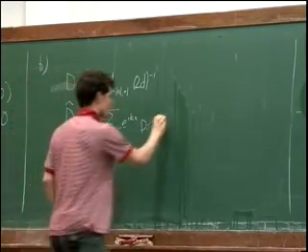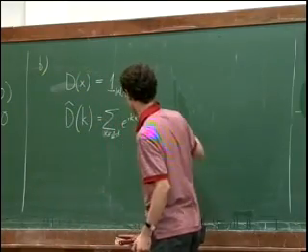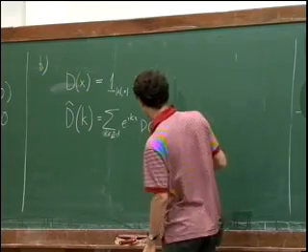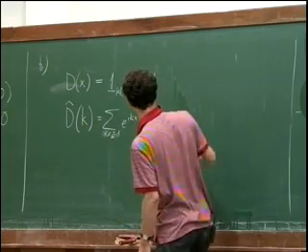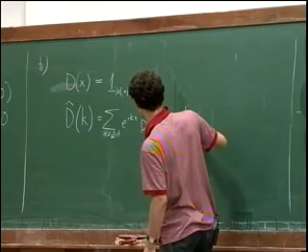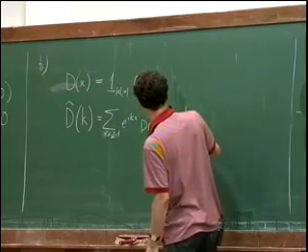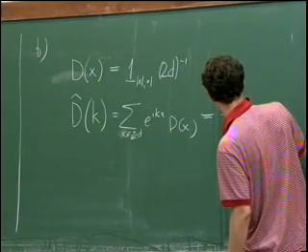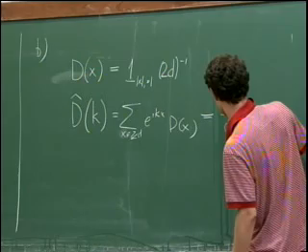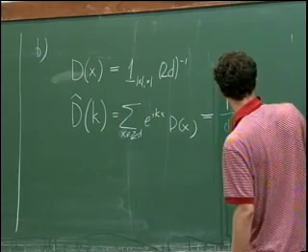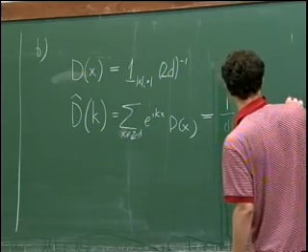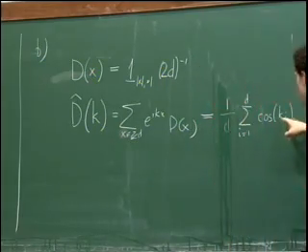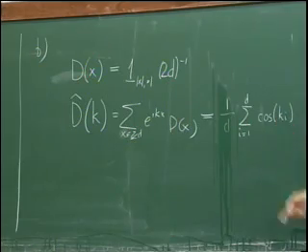and in the case of the nearest neighbor models, this is a very explicit calculation. We just plug in this distribution, then we see that this is the same as 1 over d, the sum of cosine k_i, where k_i is the ith component of the vector k.